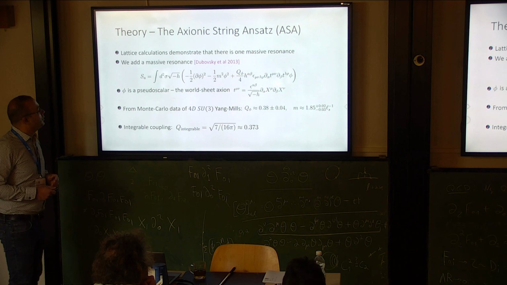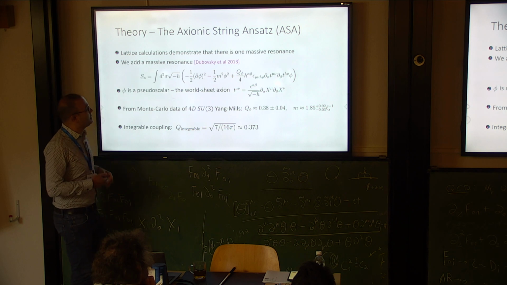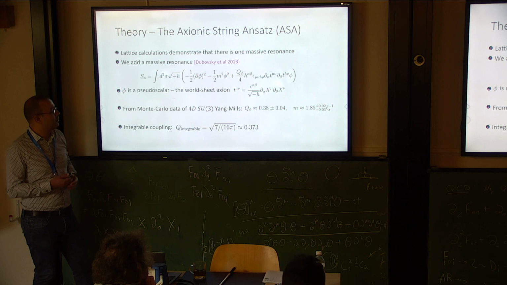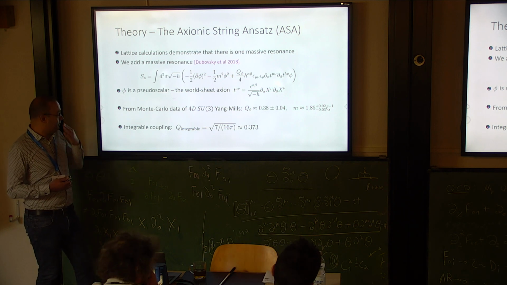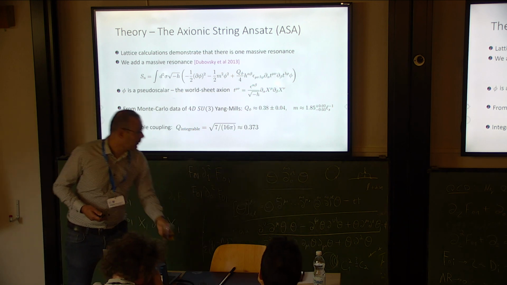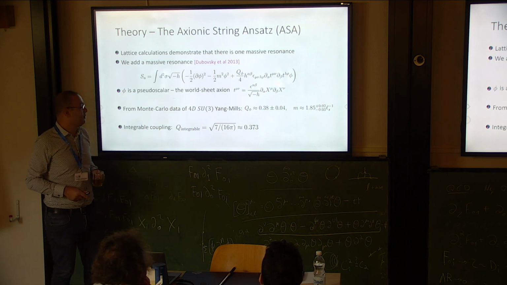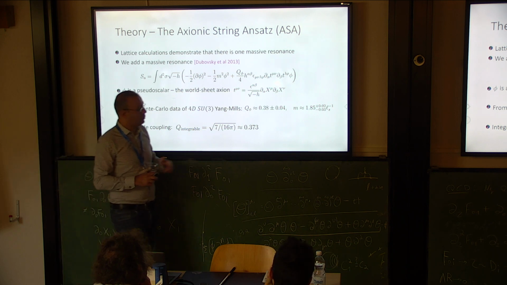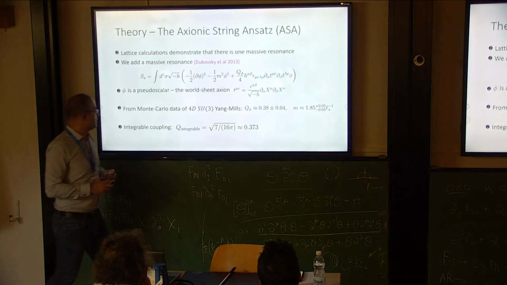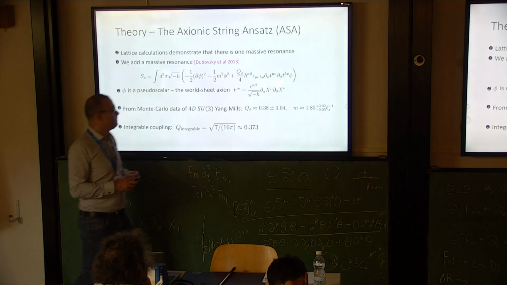So Dubovsky et al. in 2013 included a massive resonance, the so-called axionic string ansatz, in the action. They included a pseudoscalar field on the worldsheet, and this field was the axion. And from Monte Carlo data in 4-dimensional SU(3) Yang-Mills, they could extract the mass of the axion, which is 1.85, and the coupling of the axion, which appears to be extremely close to the integrable value. Okay.